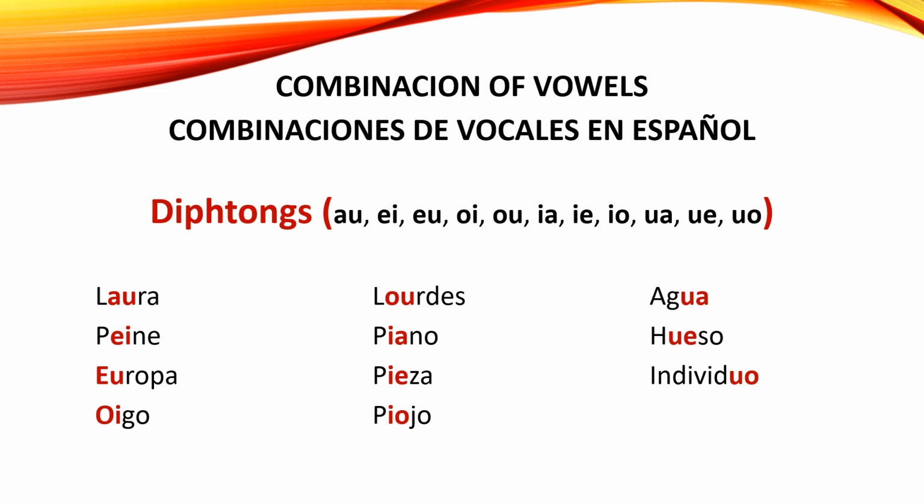Let's pronounce the following words containing diphthongs: Laura, peine, Europa, oigo, Lourdes. This is a special case because that word comes from France, I guess. Piano, pieza, piojo, agua. So you say wa, agua, hueso, individuo.